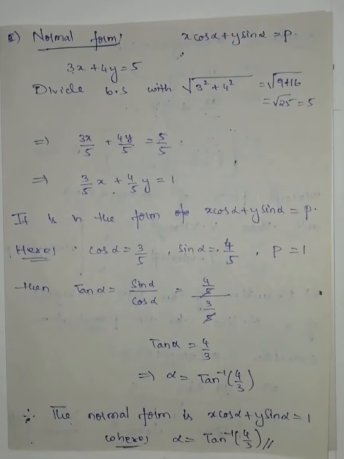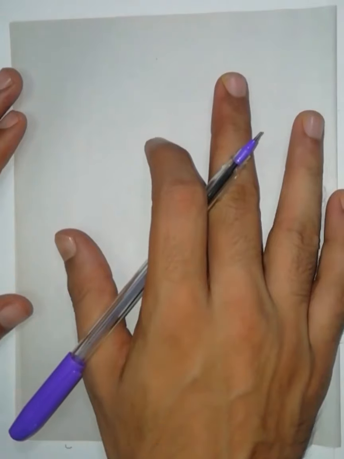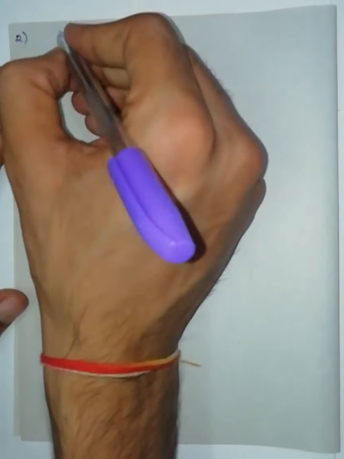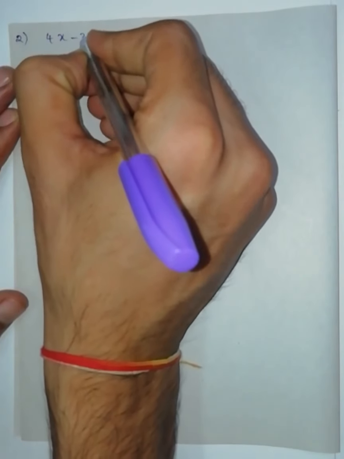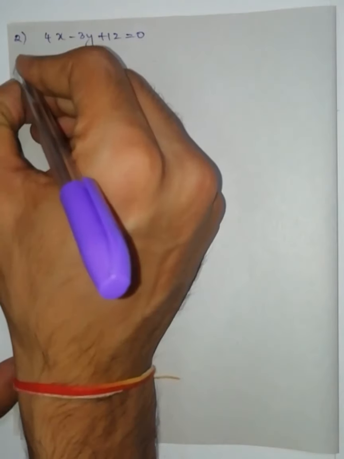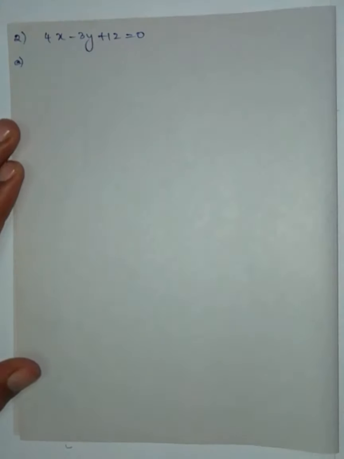Similarly, we are going to solve the next one. The next question is 4x minus 3y plus 12 is equal to 0. This is the given equation. Now I am going to solve it in the slope intercept form.